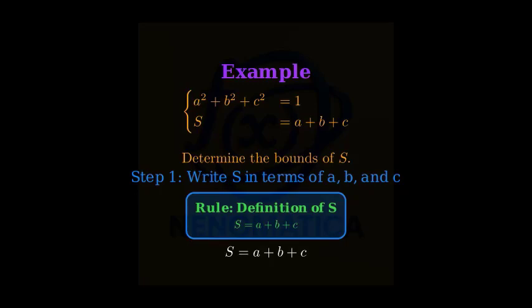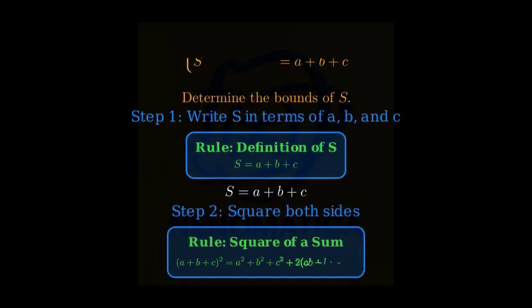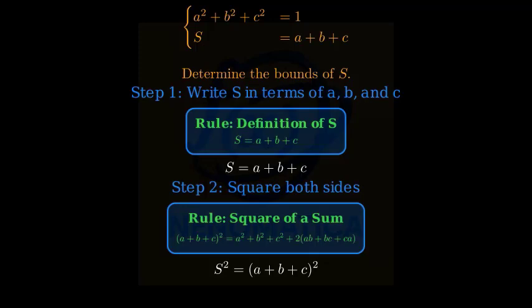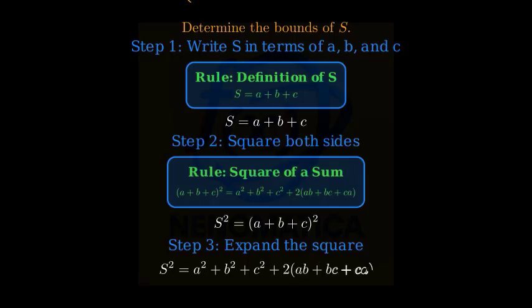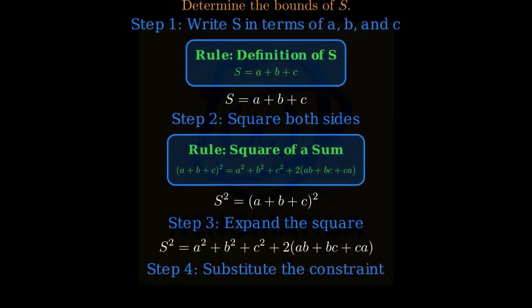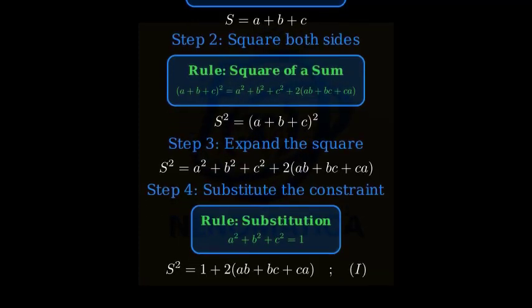Now, let's square both sides of this equation to relate it to our first constraint. S squared equals the square of a plus b plus c. We can expand this expression. S squared equals a squared plus b squared plus c squared plus 2 times ab plus bc plus ca. From our first constraint, we know that a squared plus b squared plus c squared equals 1. So we can substitute this into our expansion, which gives us S squared equals 1 plus 2 times ab plus bc plus ca. Let's label this as equation 1.